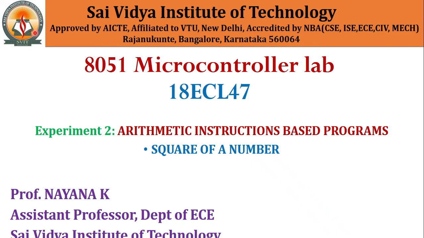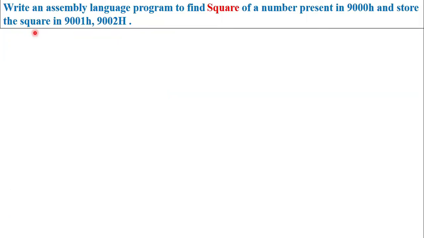Hello everyone. In this video lecture, let us understand experiment 2, arithmetic instructions based programs to determine the square of a given number. The problem statement is as follows. Write an assembly language program to find the square of a given number present in 9000H and store the square in 9001H and 9002H. What do we mean by finding the square of a given number?